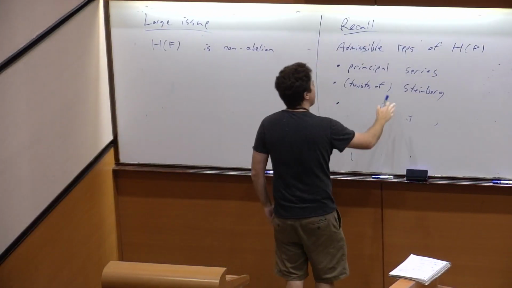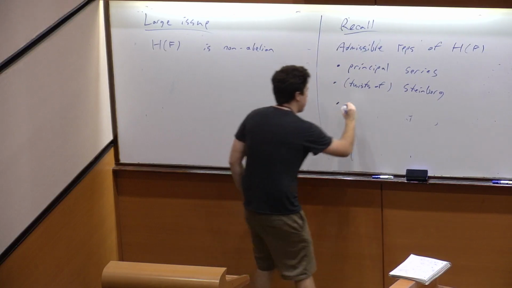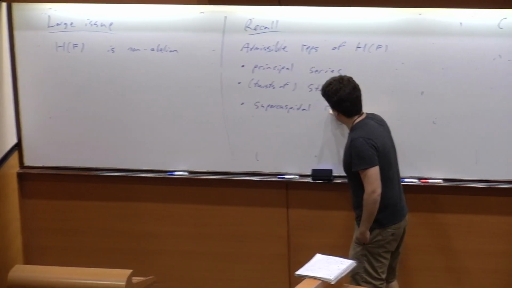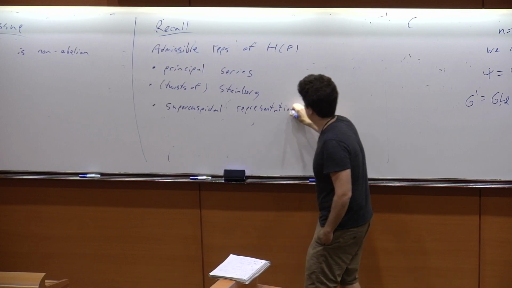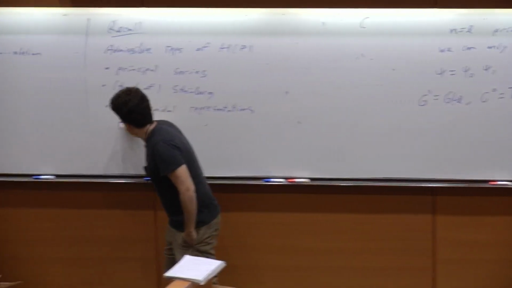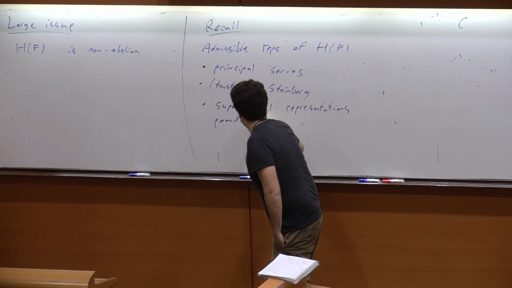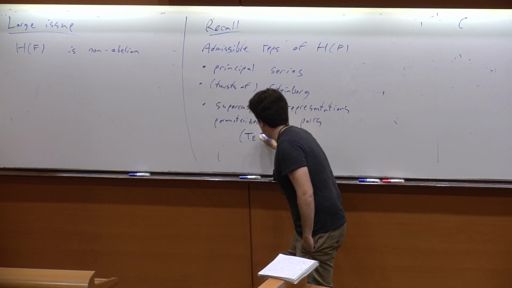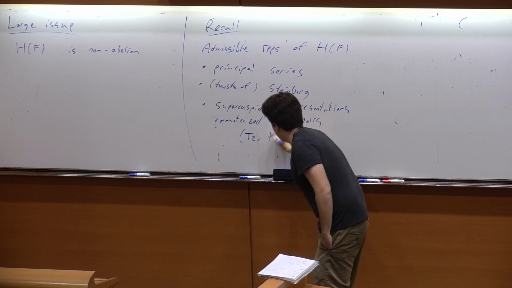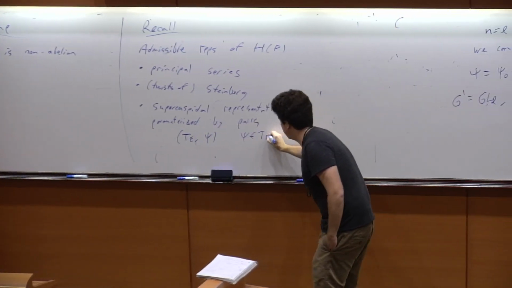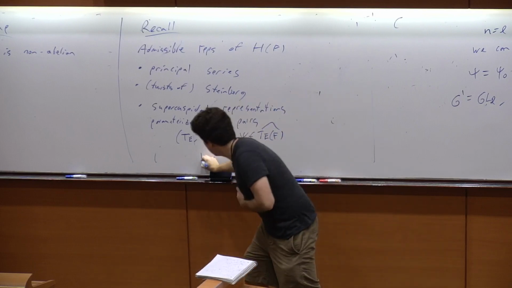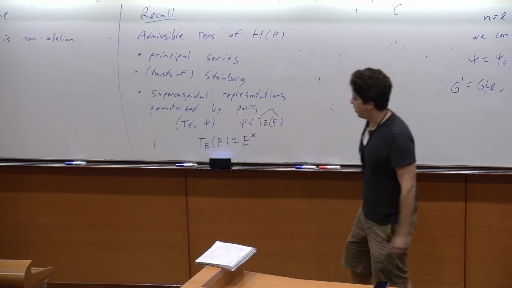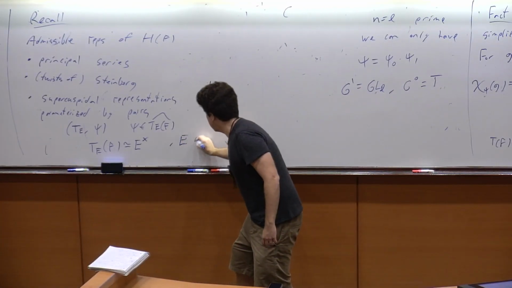But of course I'm not going to mention them, but of course we also have the supercuspidal representations, which, as I mentioned before, are parametrized by pairs T, E, and some character psi, a character of the torus TE, where TE, the F points of this torus, are just E times for E some quadratic extension.